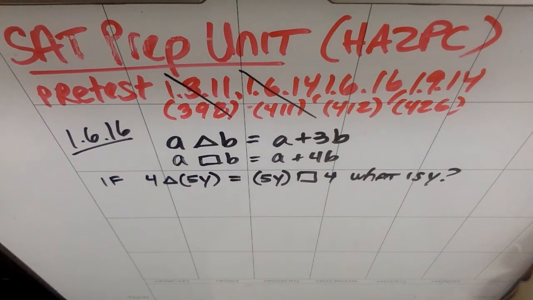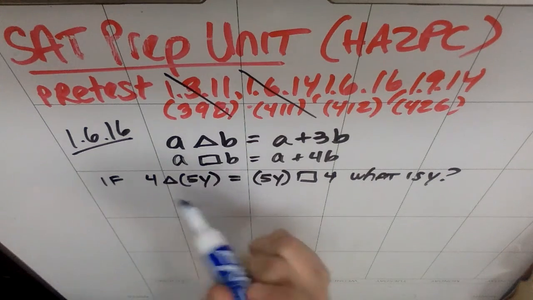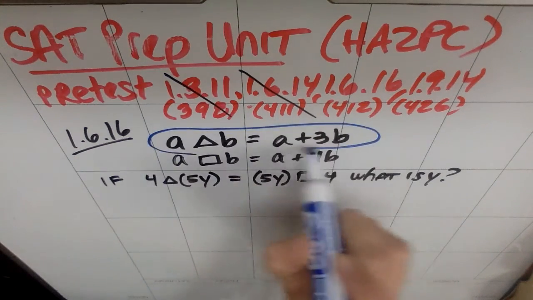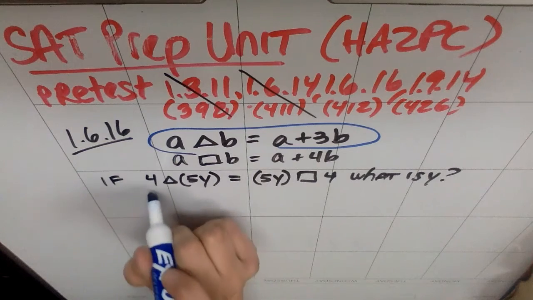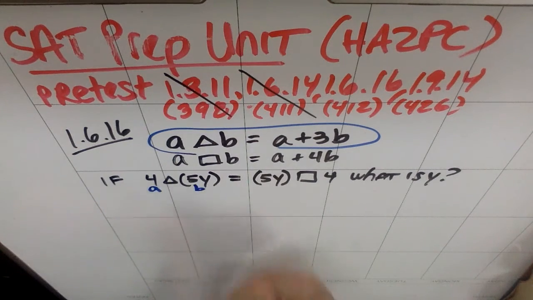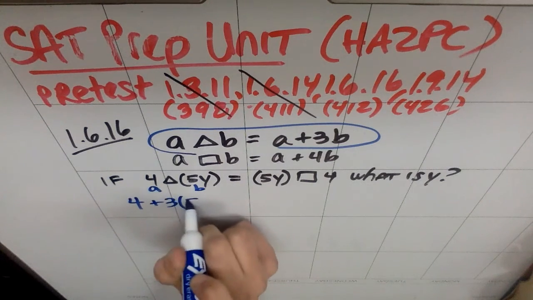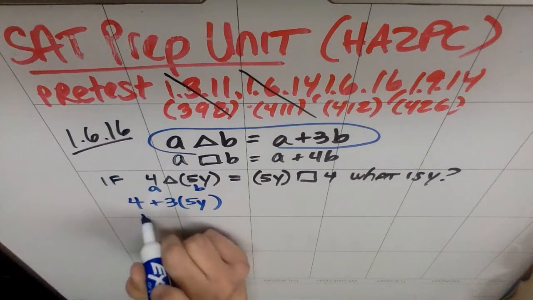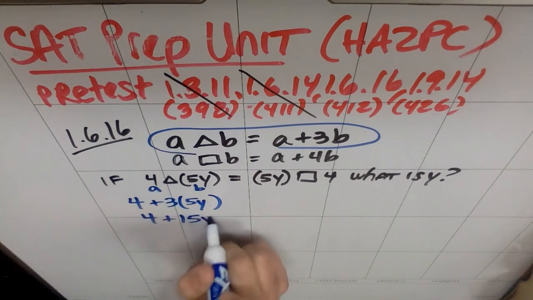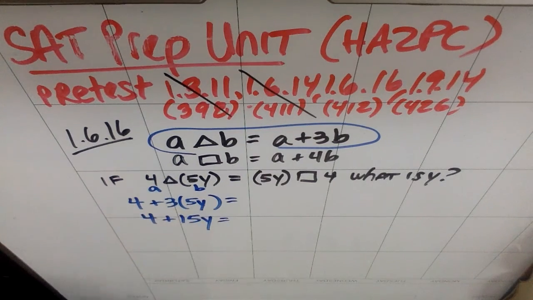So let's go ahead and walk through this. So 4 triangle 5y means that we're going to use this pattern. So where I have my A is a 4, and my B is the quantity 5y. So 4 triangle 5y should be 4 plus 3 times the quantity 5y. So I should get 4 plus 15y. Now that's just that side, right? Let's talk about the other side in a sec.